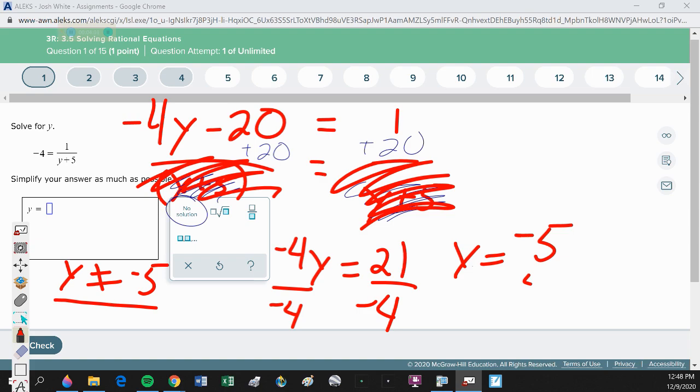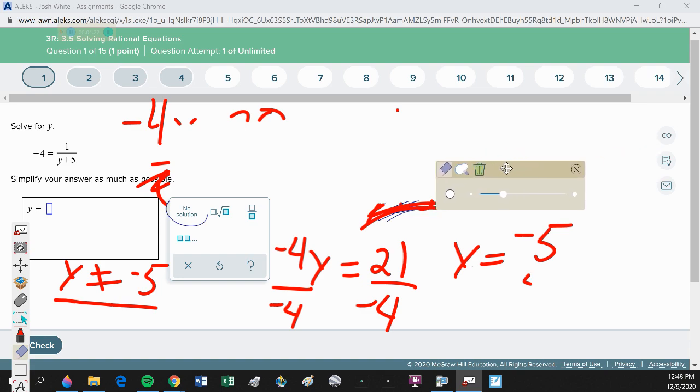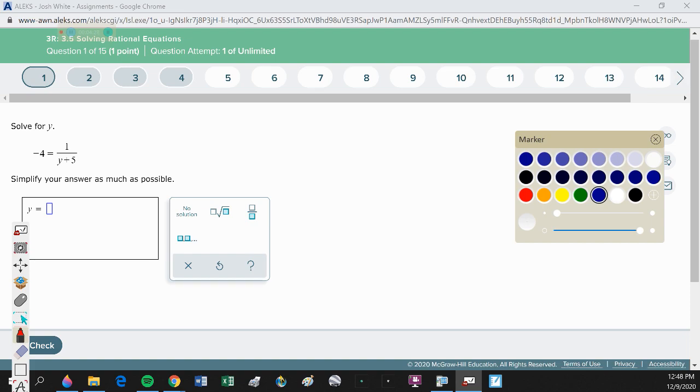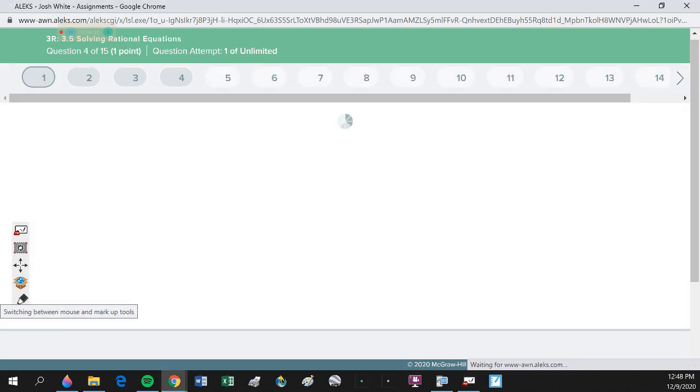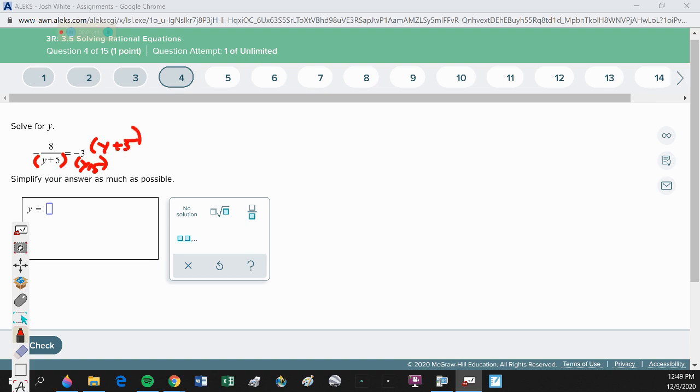Okay? Let's do another one. All right, let's do number 4. Same idea here. I treat this as a y plus 5. So over here, I do y plus 5, and then y plus 5. And I need to remember that y cannot be negative 5. Once I do that, I can get rid of the denominators.